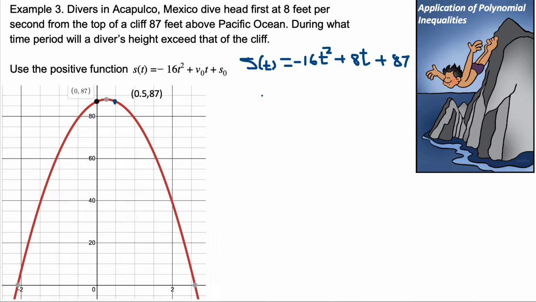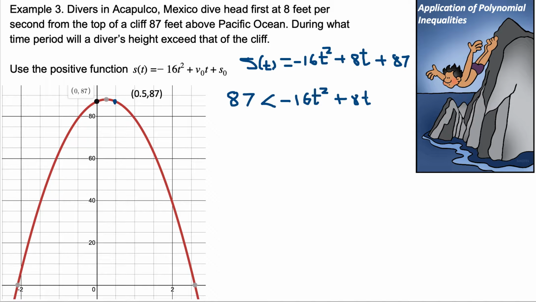And now we want to find in what time interval the height of the diver is going to be above the cliff, above 87 feet. So let's plug in 87 feet here. We want to know when this is higher, so that's why we are creating this inequality. This height has to be higher in what period of time, because t here represents the time. And we have minus 16t squared plus 8t.